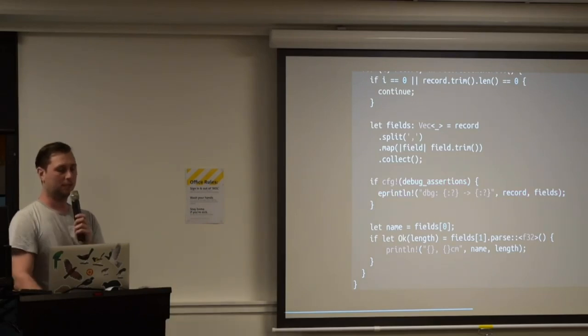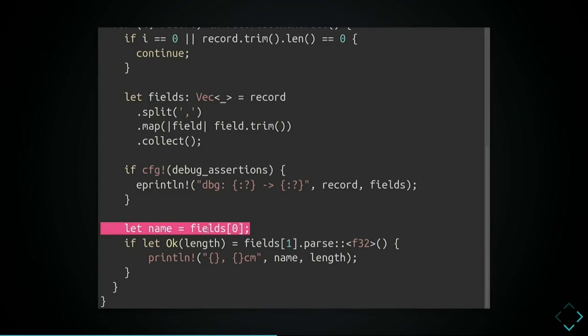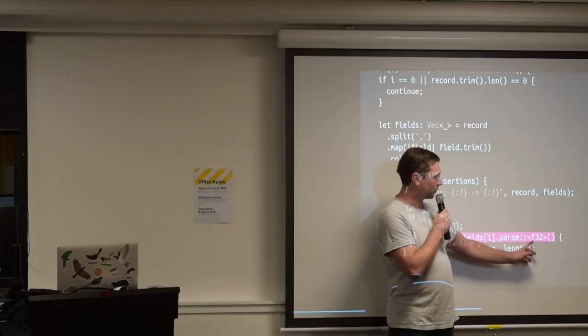Right, so carrying on. By the time we get down here, we have a vector or a list of things as fields. So we want to pull out the first, the zeroth, with real index notation. So we pull out the name of our species, of our penguin, and then this crazy syntax I threw in here just to fool myself. So what on earth is going on at the bottom? If you can't read this, this is field square brackets one dot the parse method, and then I've got this crazy double colon angle brackets and then F32.